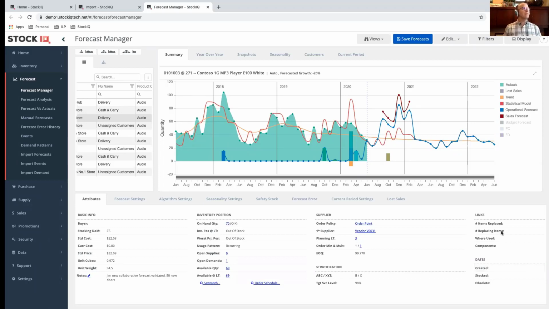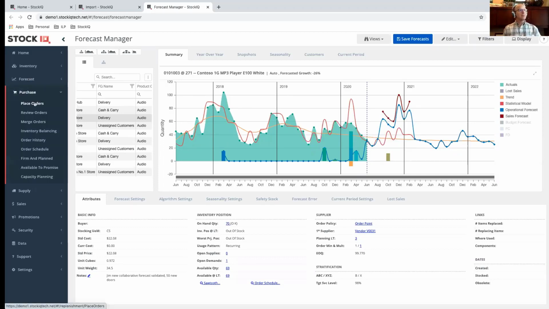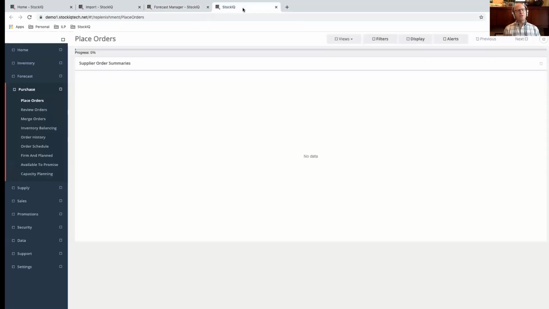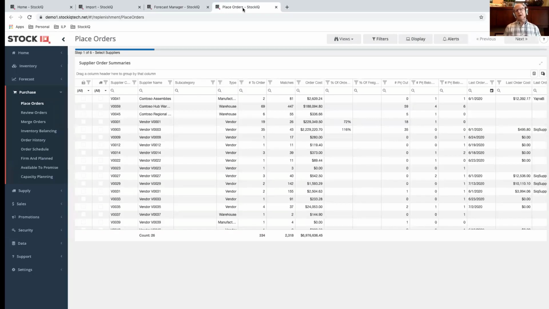All right, so let's go to the next step in the process. Next step in the process is all about the replenishment planning. Replenishment planning can be three supply-based orders. They might come in the form of a purchase order. They might come in the form of a work order and or a transfer.